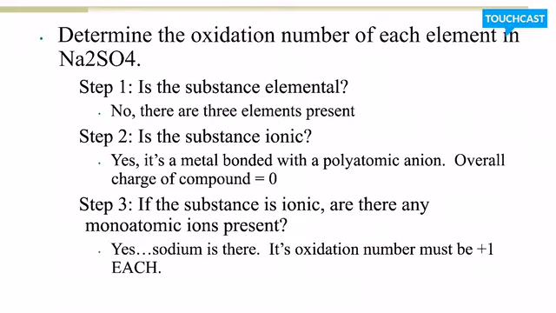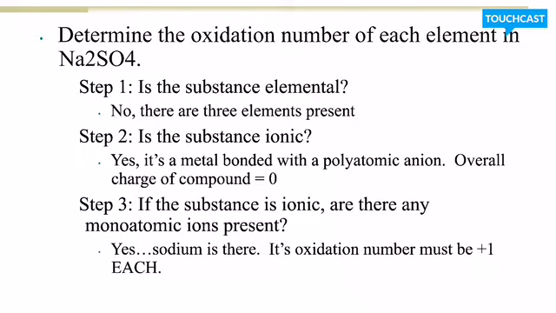Let's find the oxidation number for each of the elements in sodium sulfate. All right, step 1, is the substance an element? No, it's a compound. Step 2, is the substance ionic? Yeah, it is actually. So this is an ionic compound, and therefore the oxidation numbers of all the elements inside of there need to add up to an overall charge of 0.